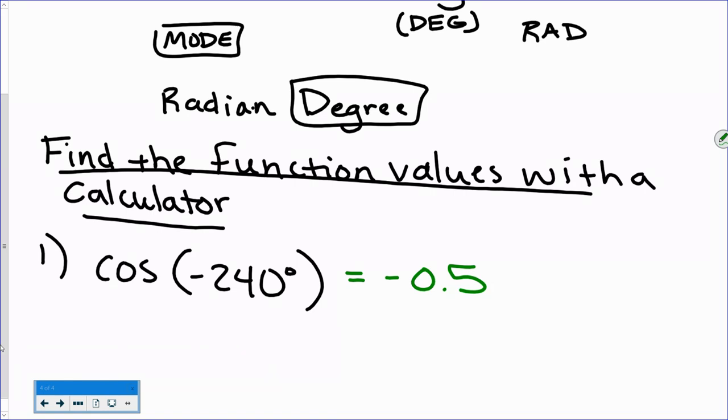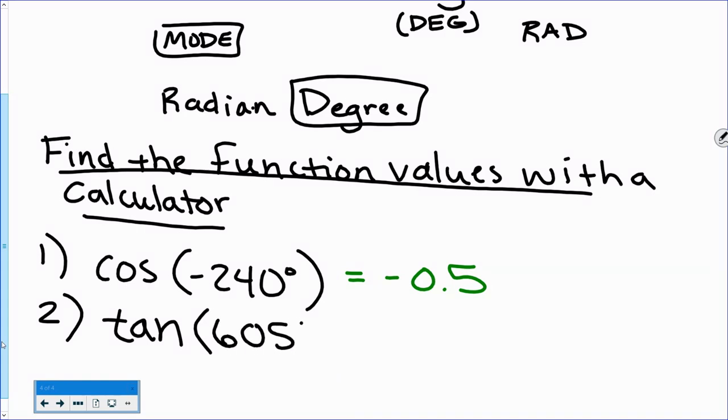All right, typically our ones aren't going to be nice like that because we have a strategy for doing that by hand and not with a calculator. So you may have problems that come out a little bit messier. My next example was not messy, so let's do one that is messy. Tangent of 605 degrees.